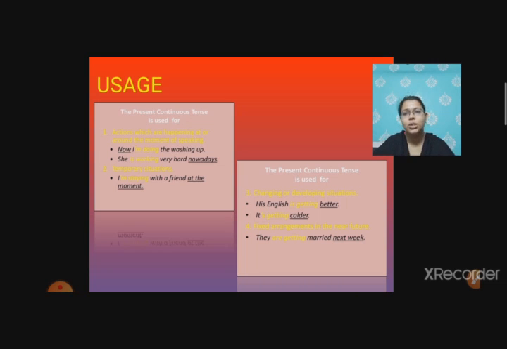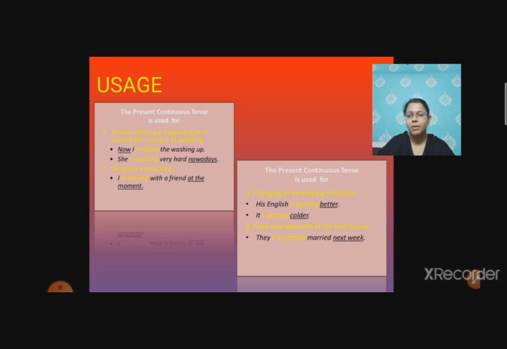The third situation is changing or developing situations. That means when a change is going on, at that time also we are going to use present continuous tense. And fourth one is we are going to use present continuous tense for the fixed arrangements in the near future. That means something which we have already decided to do in future. So I hope, students, you understood when we are going to use present continuous tense.